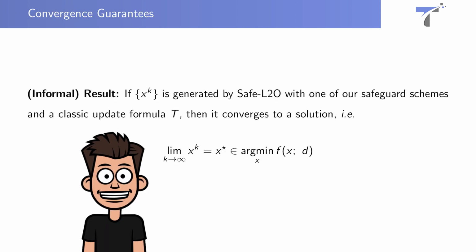A key result that we provide is to show that if a sequence xk is generated using the safe L2O update scheme and one of our proposed safeguards, then it will provably converge to a solution of the optimization problem. This is important because it does not assume any structure whatsoever on the L2O updates. Rather, we use a structured safeguard sequence of mu k's to steer the sequence towards convergence. We next turn our attention to some experiments that show the effectiveness of this approach.